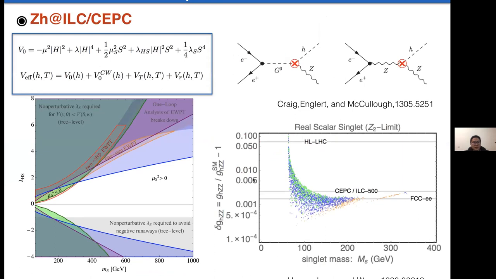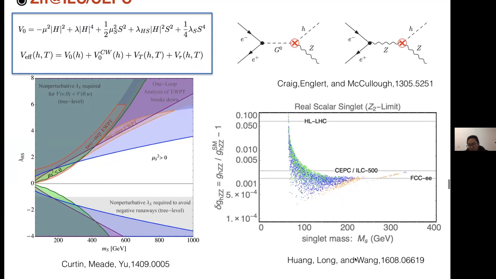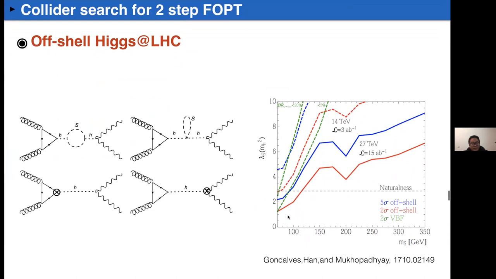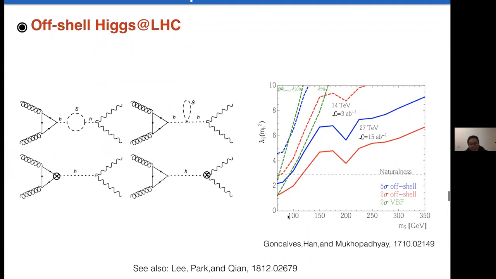This kind of model can be probed, and maybe at IRC or CEPC in the future. You can see some studies of Professor Lian-Tao Wang and Andrew Long in these papers. And also, maybe these kinds of models can be probed through offshell Higgs at IRCC. You can find the paper of Tao Han.